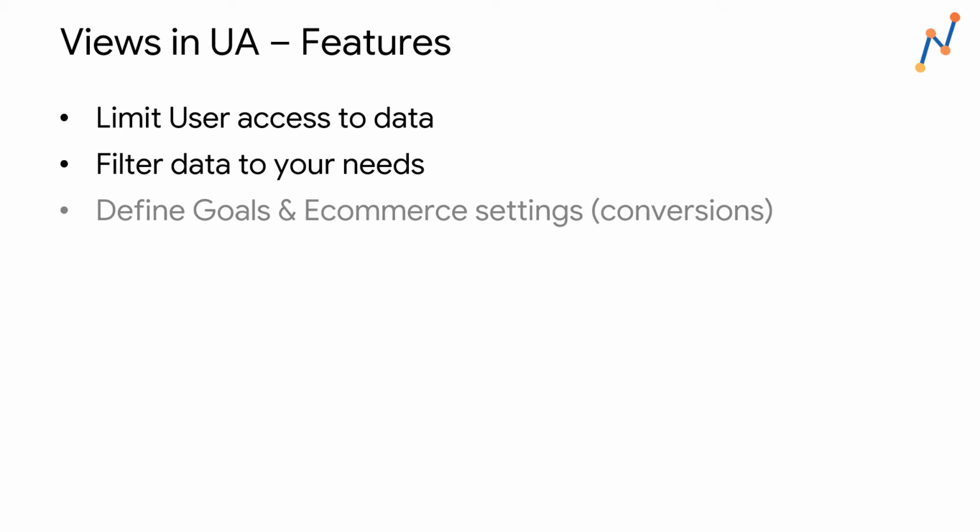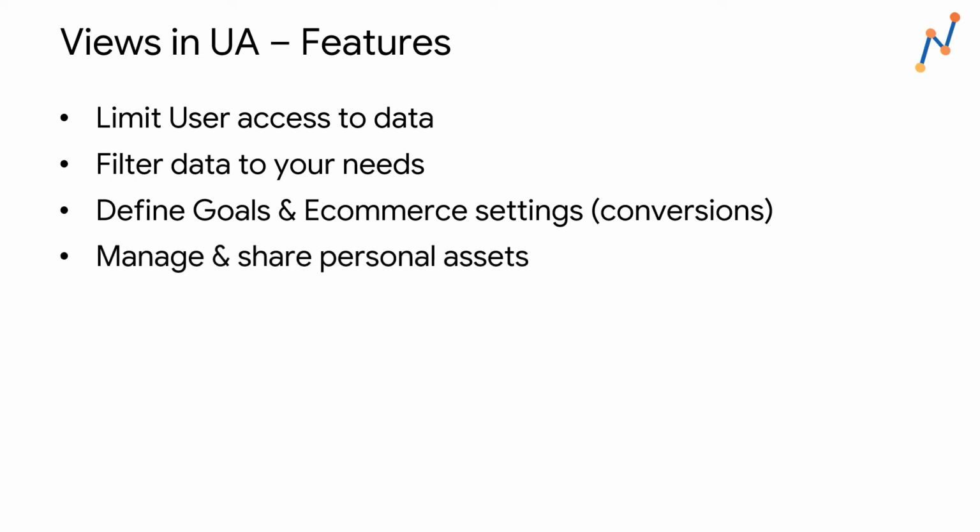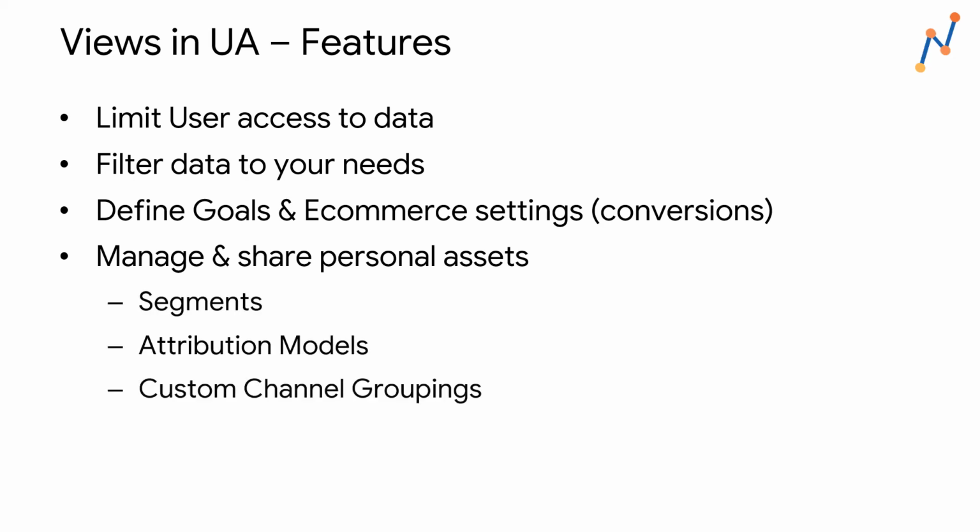One of the most underestimated features is the ability to create up to 20 goals per view and therefore exceed the limit of 30 conversions provided by GA4 by far. Remember, you can set up to 25 views. This multiplied by 20 goals will result in 500 goals theoretically. And last but not least, you can simply manage and share your personal assets, like for instance segments, attribution models, custom channel groupings, saved reports, and many more.